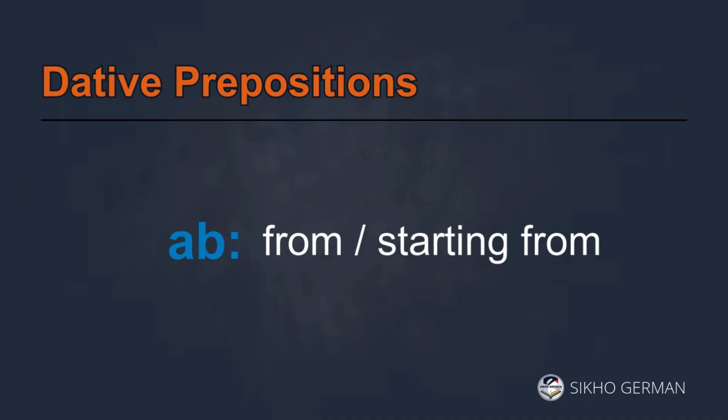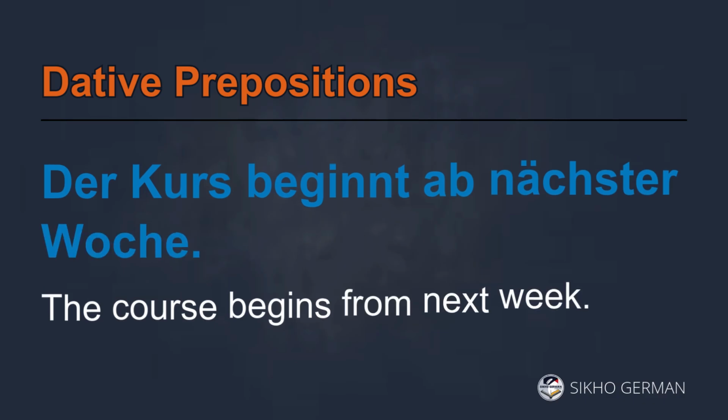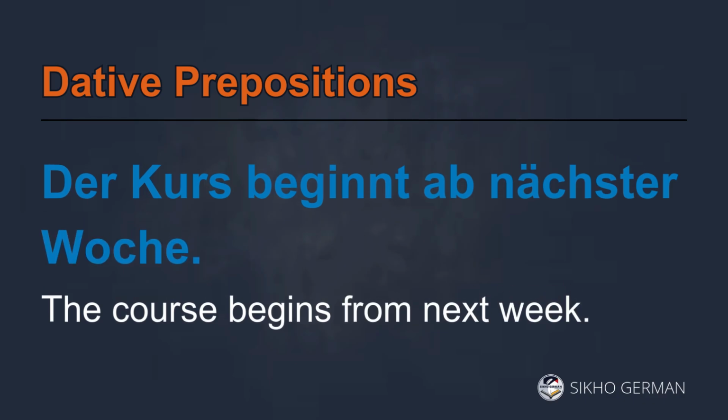Now let's look at ab, from or starting from. Der Kurs beginnt ab nächster Woche. The course begins from next week. Notice, nächste Woche becomes nächster Woche, dative feminine, after ab. The adjective ending changes to indicate the dative case. Ab is commonly used for starting points in time, from Monday, starting next month, etc.